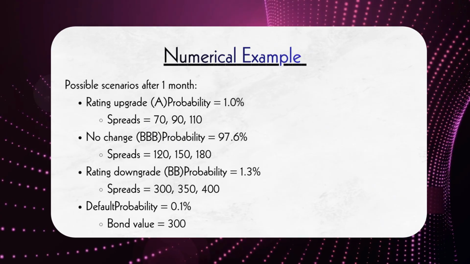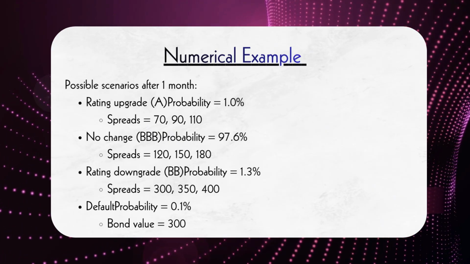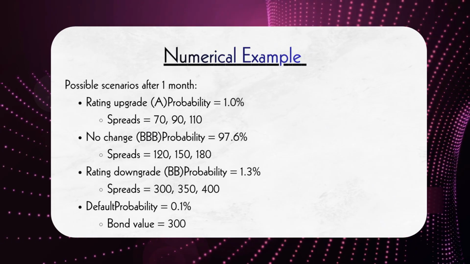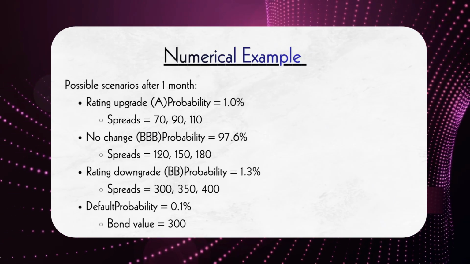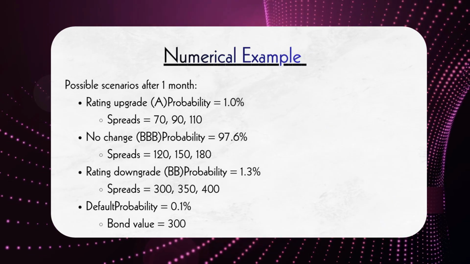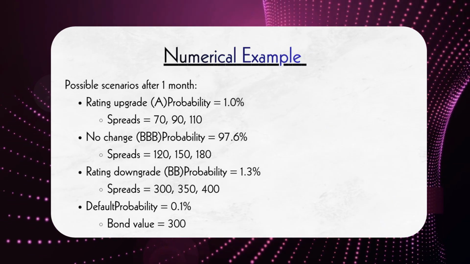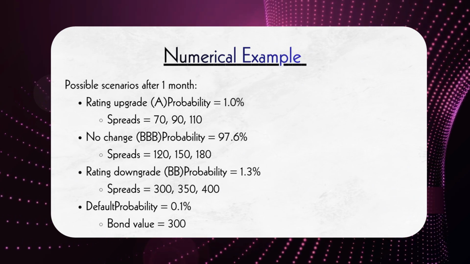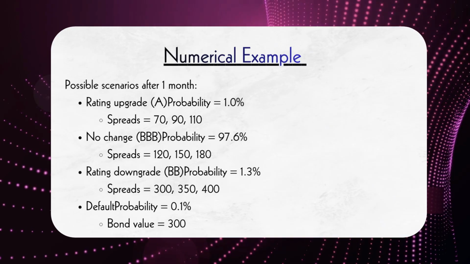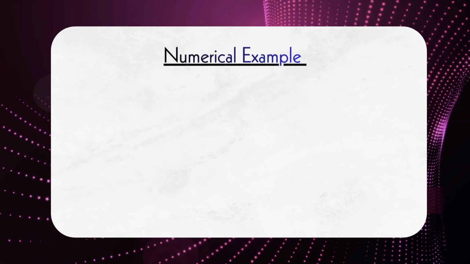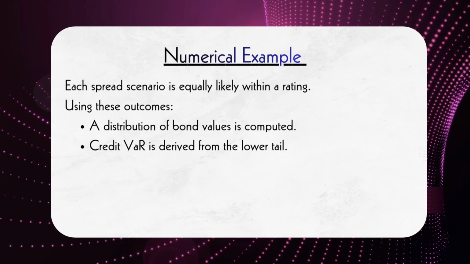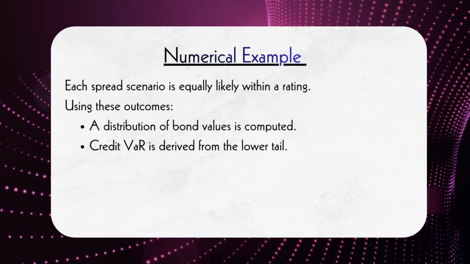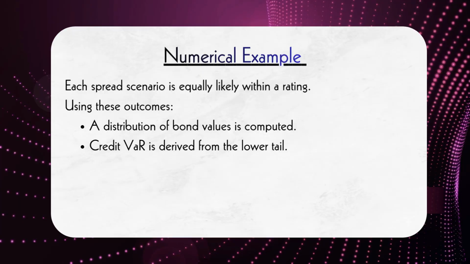There could be a rating upgrade with a small probability, where spreads fall significantly. There could be no change in rating, which has the highest probability, with moderate spread variations. There could be a downgrade, where spreads increase sharply. And finally, there is a small probability of default, where the bond value drops drastically, say to $300. Each of these scenarios generates different bond values. By combining all these outcomes and their probabilities, we get a distribution of possible future values of the bond. From this distribution, we calculate credit VaR.